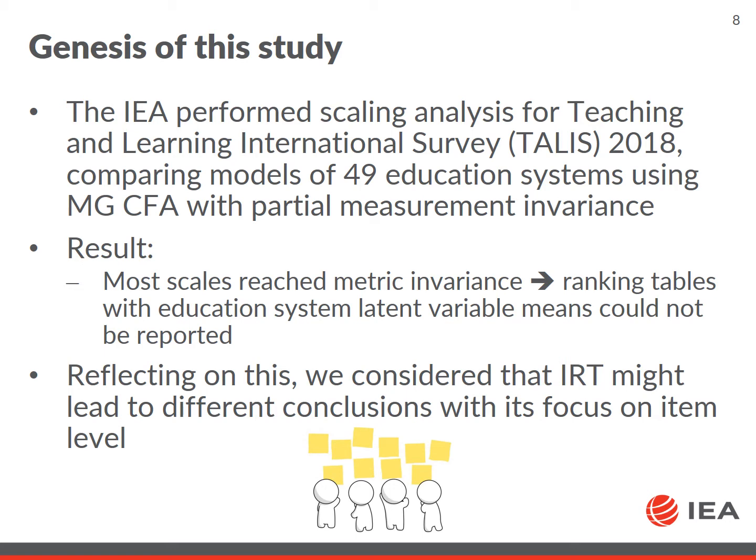You may recall from slide 6 that this implies group means cannot be compared and a ranking table cannot be provided. We reflected on the issue of invariance and the method MGCFA, and noted that IRT could produce a model more appropriate for the response options of the items. Perhaps IRT methods for conducting invariance testing could lead to more appropriate results of scale comparisons. Furthermore, we wanted to extend our research to other ILSAs to ensure that our observed results were not related to a single study's case.